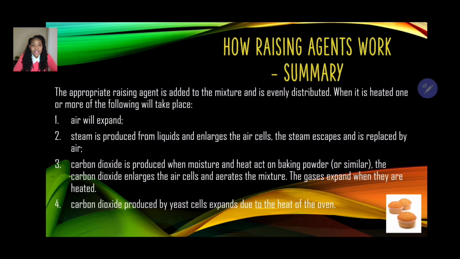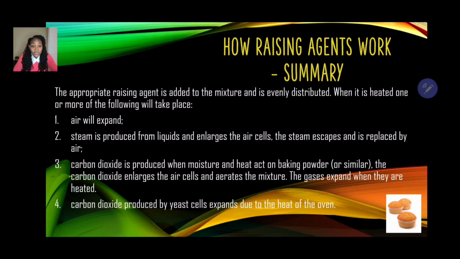Now, just to summarize how raising agents work. When we use the appropriate raising agent for the mixture and it is evenly distributed, when it is heated, one or more of the following will take place. One, air will expand. Two, steam is produced from liquids. And remember, the liquids may be milk, water, eggs, or some moisture from the butter, right? This enlarges the air cells, the steam escapes and is replaced by air.